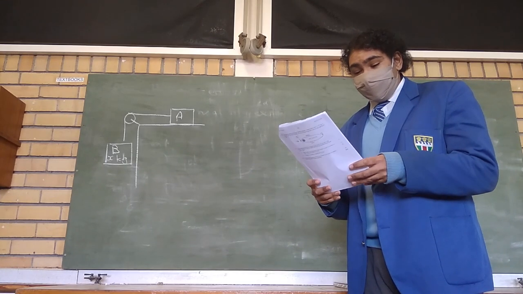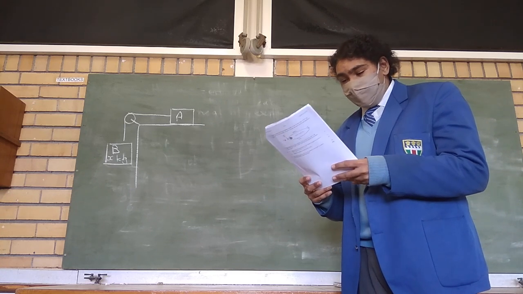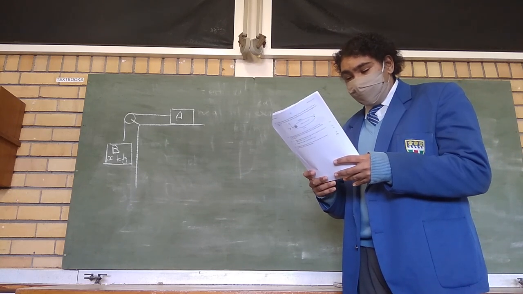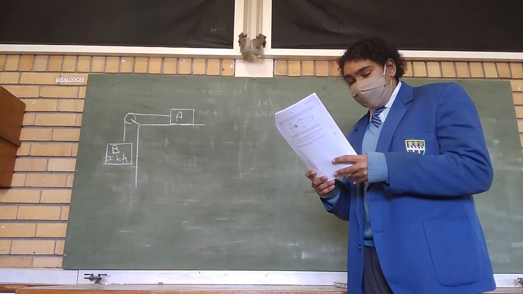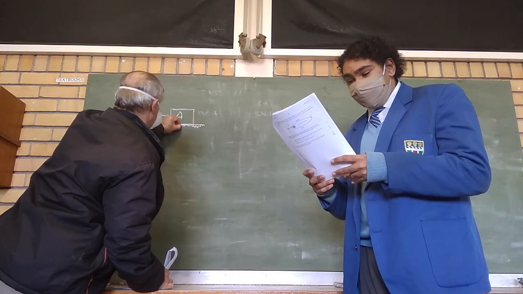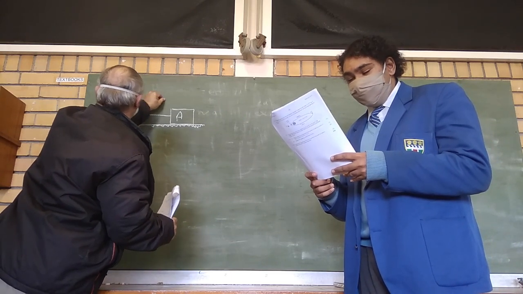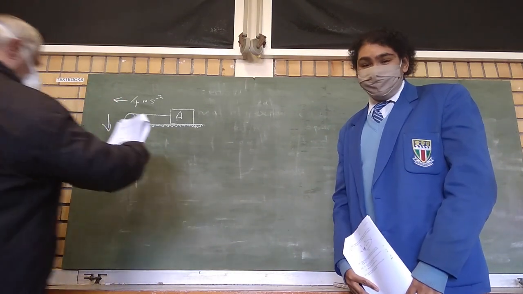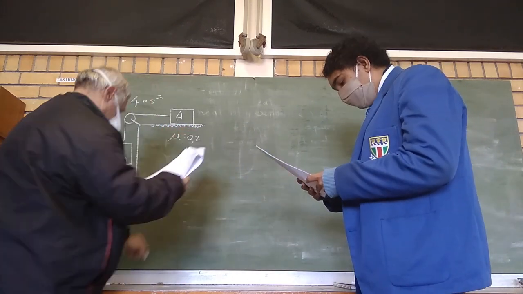Block A with a weight of 19.6 newtons is at rest on a rough horizontal surface. The block is connected with a light inelastic string that is running over a frictionless pulley to block B of mass x kilograms. Block A now accelerates at 4 meters per second squared to the left. The coefficient of kinetic friction between block A and the surface is 0.2.